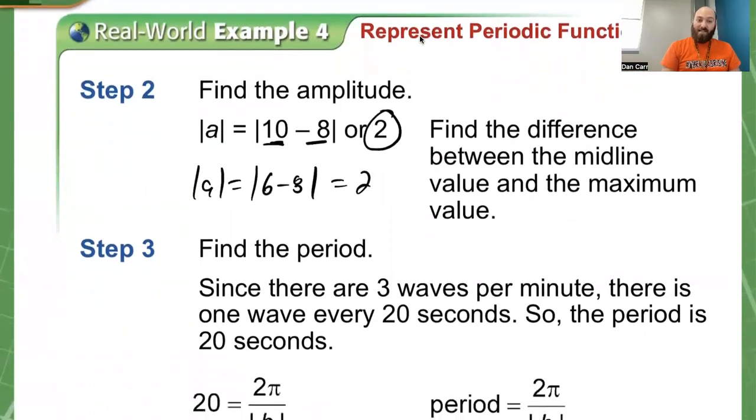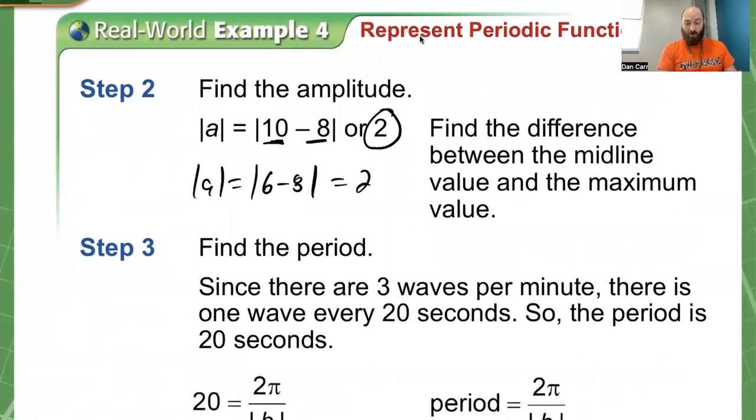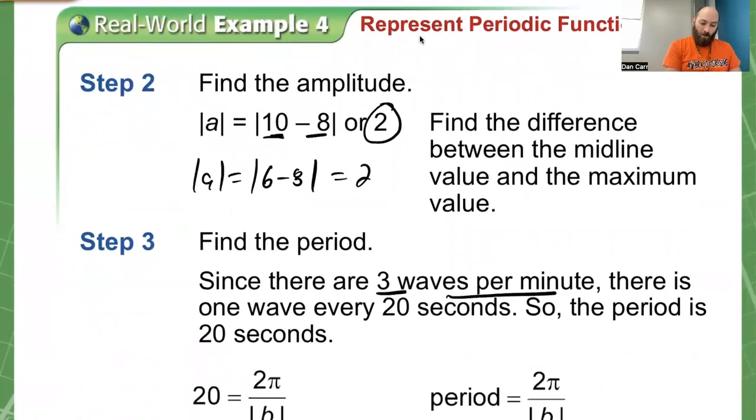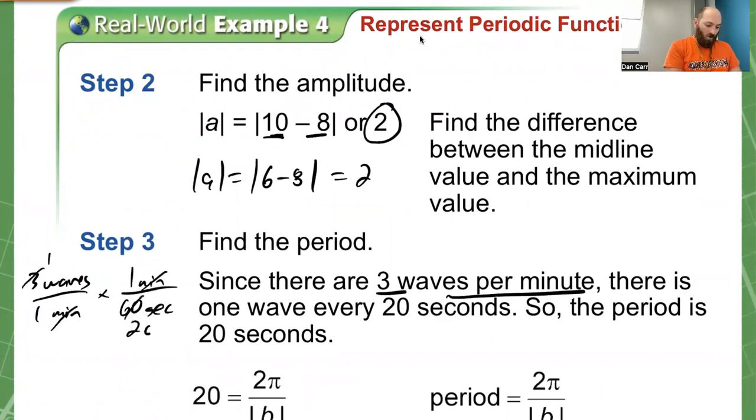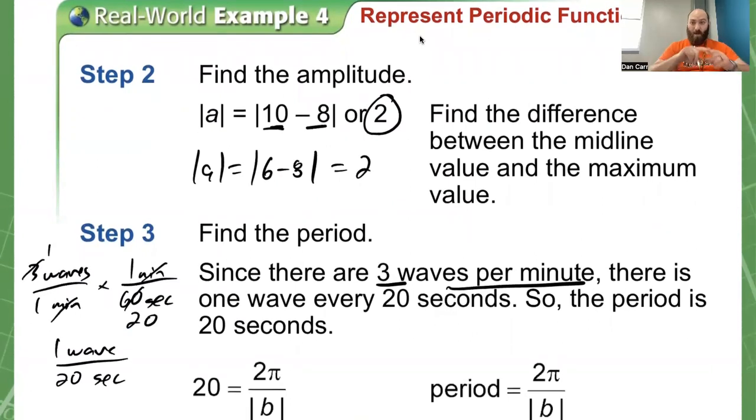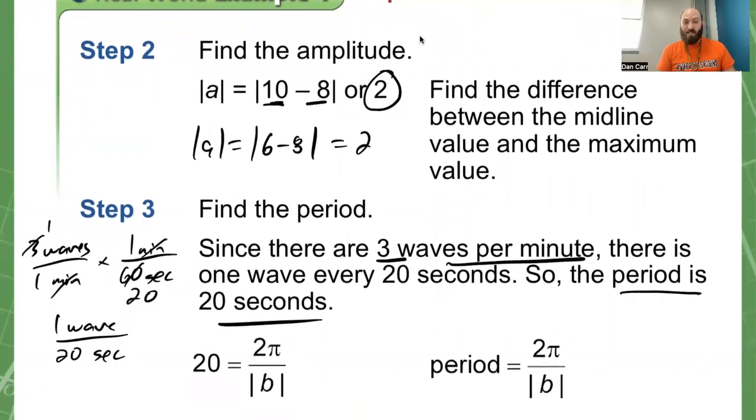All right, and the last thing is to find the period. Here's where it gets a little bit tricky with our wording. 3 waves per minute. Okay, so we want to convert that into seconds. So what that means is 3 waves in 1 minute, and 1 minute has 60 seconds in it. Well, if I divide by 3, 1 wave per 20 seconds. Okay, that is a period. It's the amount of time it takes to do 1 wave. So that is 1 full cycle. So my period is going to be treated as 20 seconds.